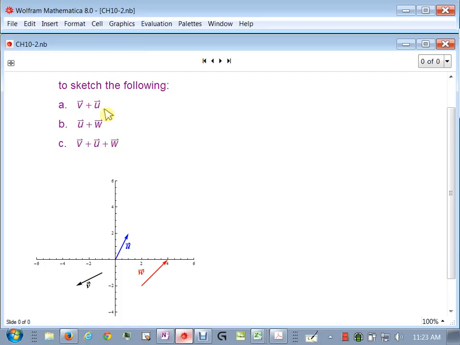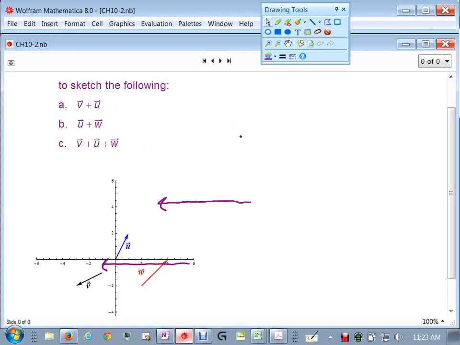What's v plus u? So what I would do is I'd first clear this out. I take v and u, and I want to attach the tail of one to the tip of the other. It doesn't matter which way I do it. So I'm going to take v, and I'm going to move it up. And I remember, I got to keep it pointing in the same direction. I got to move it up, and I'm going to move it over. So if I do that, it should be something like, what do y'all think?